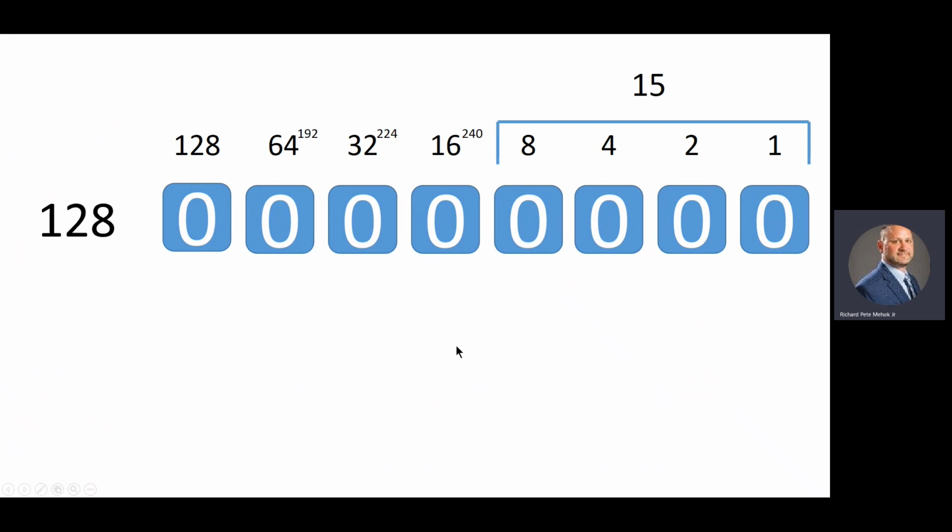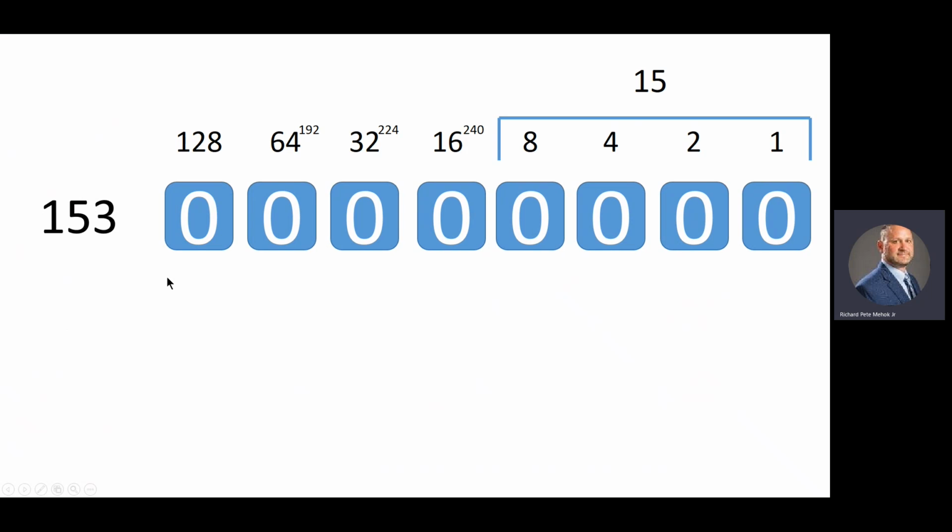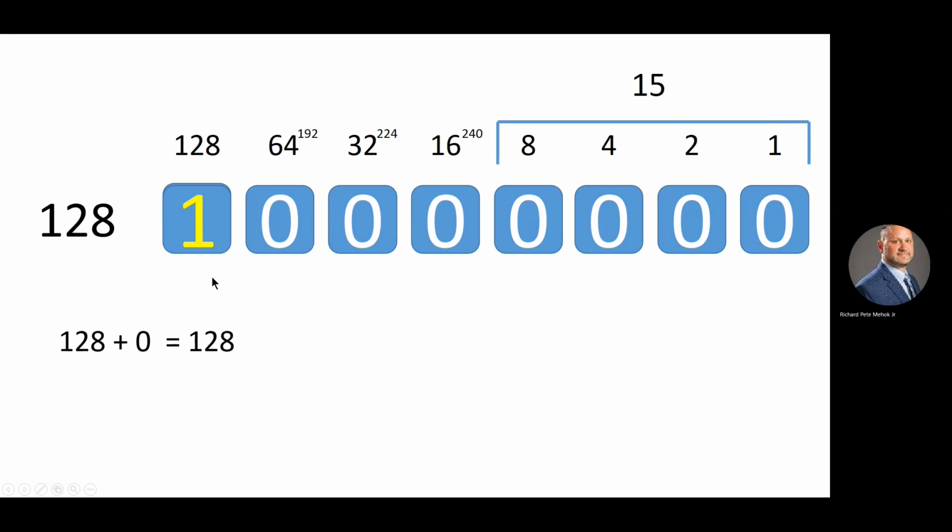So let's go big numbers. This is an easy one. We turn on the 128, and then the rest stay at 0. Let's go back real quick. Once again, turn on the 1 under the 128, and the rest are off.